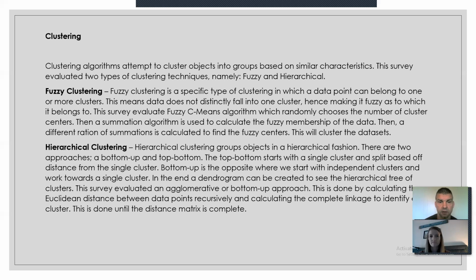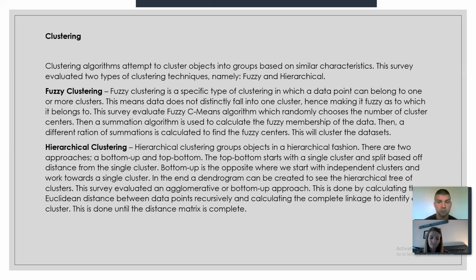This survey evaluated the fuzzy C-means algorithm, which randomly chooses the number of cluster centers. Then a summation algorithm is used to calculate the fuzzy membership of the data. Then a different ratio of summations is calculated to find the fuzzy centers. This will cluster the data sets based on their distances and values. Hierarchical clustering groups objects in a hierarchical fashion. There are 2 approaches. There's a bottoms up approach and there's a top to bottom approach.